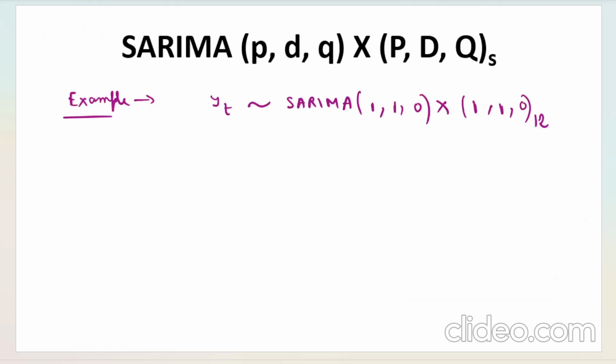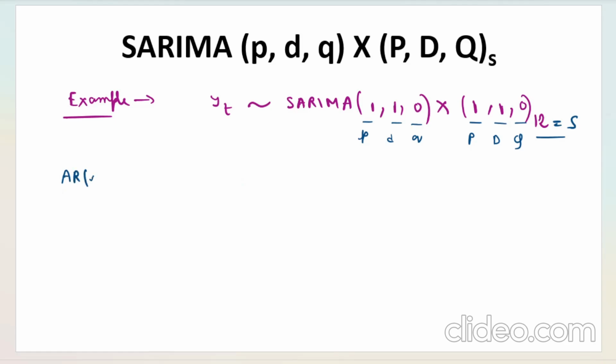Now if you don't understand any of this, you can see this example that might give you an idea of what I am doing here. So here it says Y T follows SARIMA (1,1,0)(1,1,0), and S is the period of seasonality, which is 12. So the question is, you have to write what will be Y T, or the general form of Y T. That is what we are trying to do here. So here, as I have told you, this is small p, this is small d, this is small q, this is capital P, this is capital D, this is capital Q.